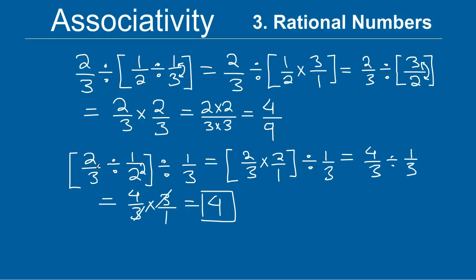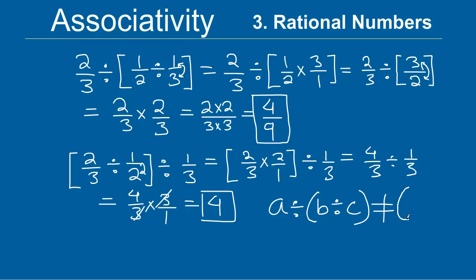So if we do this operation, we get 4, but if we did the first way, we are getting 4 over 9. So that means that A divided by, within bracket, B divided by C is actually not equal to within bracket A divided by B bracket close divided by C. So we say that for rational numbers, division is not associative.